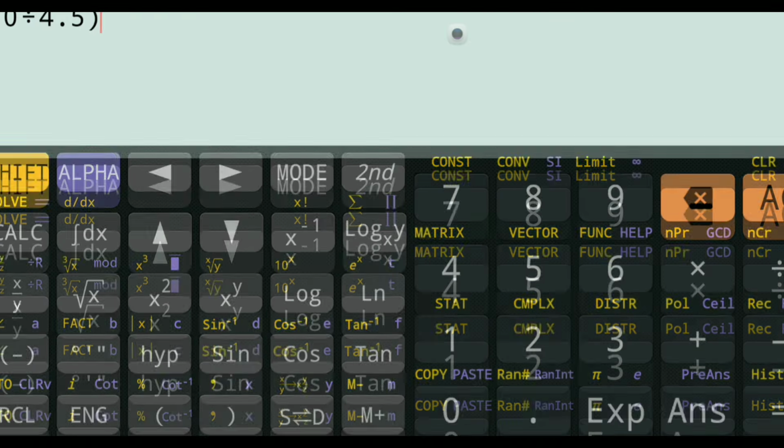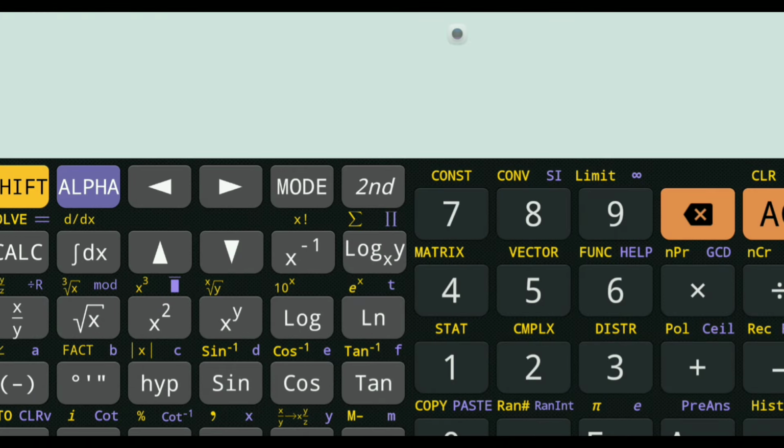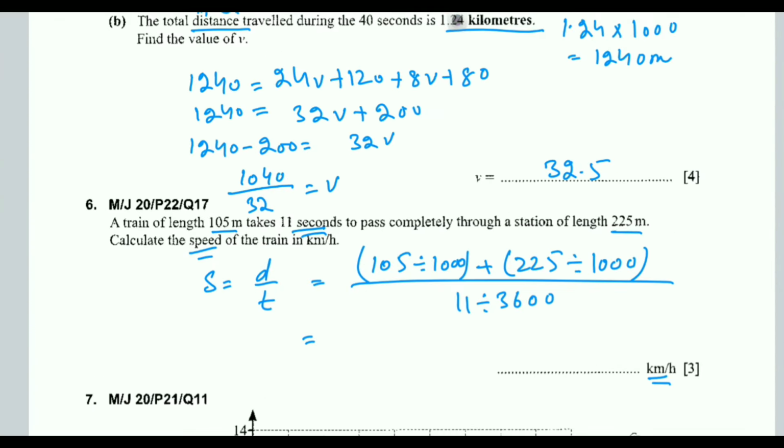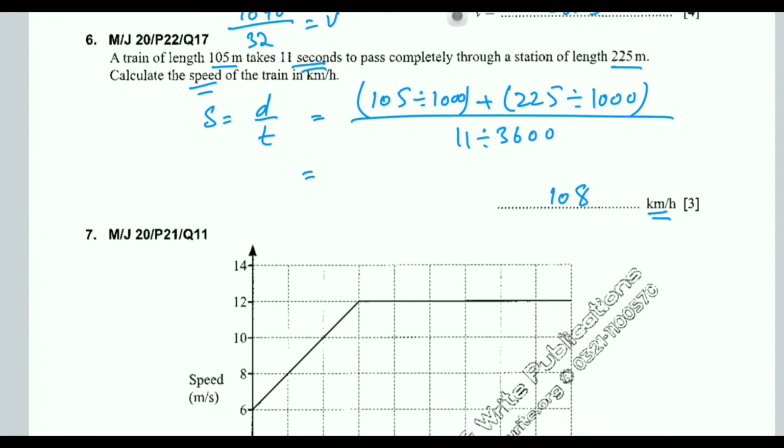Look at how to calculate this. 105 divided by 1000 plus 225 divided by 1000, press equals to get the answer, then press divided by bracket 11 divided by 3600. The answer is 108. So 108 will be the answer. Next question.